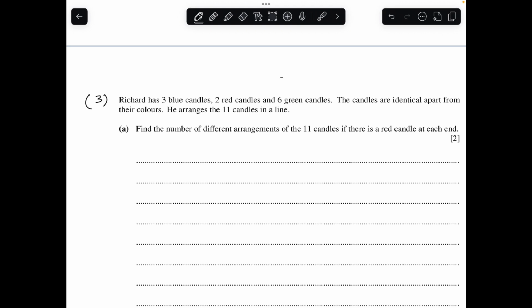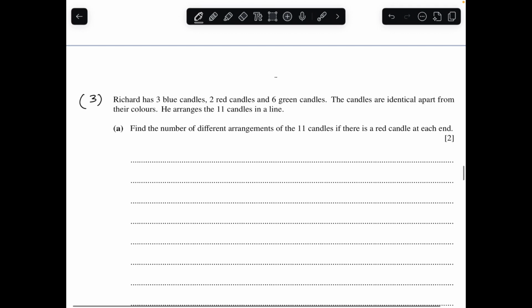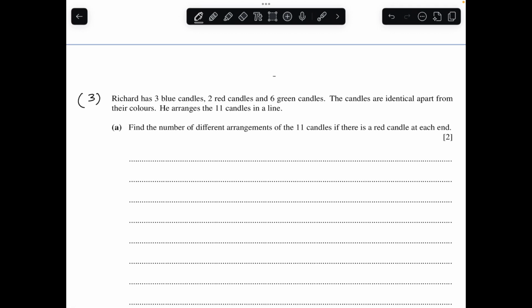Let's look at question number 3. Richard has 3 blue candles, 2 red candles and 6 green candles. The candles are identical apart from the colors. He arranges the 11 candles in a line. Find the number of different arrangements of 11 candles if there is a red candle at each end. So we have red candle at each end. So in total we have 11 candles.